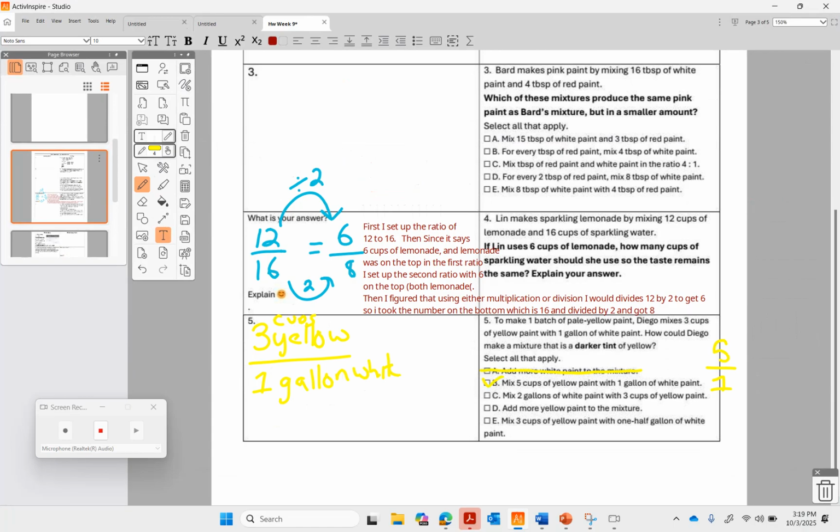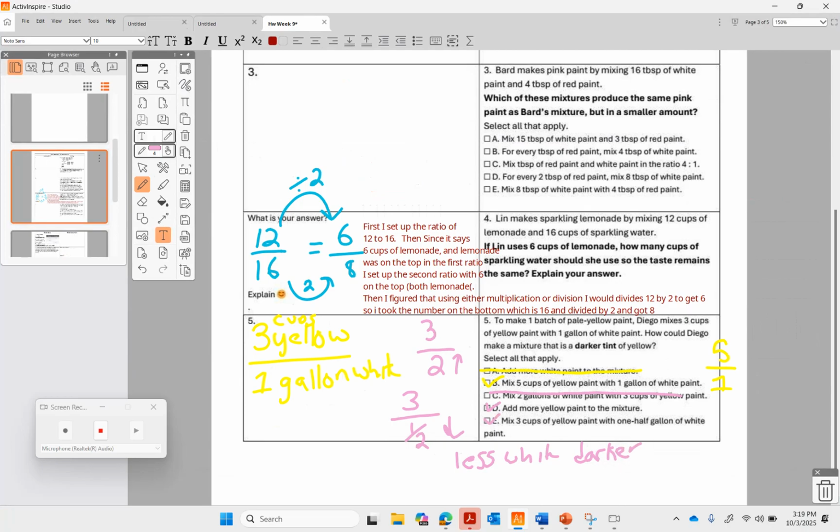Let's look at the next one. Let me color code these. The next one says 2 gallons of white paint and 3 cups of yellow. So if he keeps the amount of yellow the same and increases the white, it's going to be lighter. We're not going to count that. Add more yellow paint to the mixture. Yep, that's going to work. And if he does 3 cups of yellow, so if he keeps the yellow the same, but a half of white, he has less white. Less white will make it darker. Okay? So it's B, D, and E.